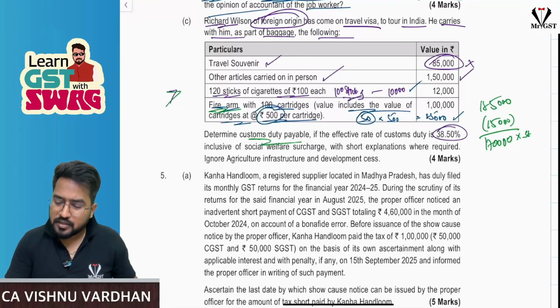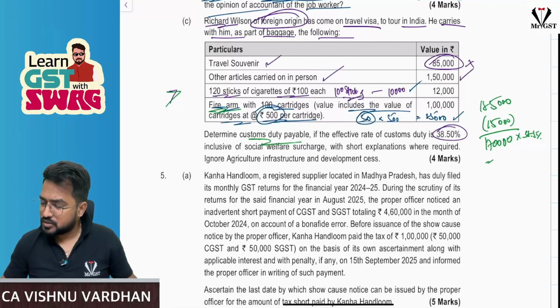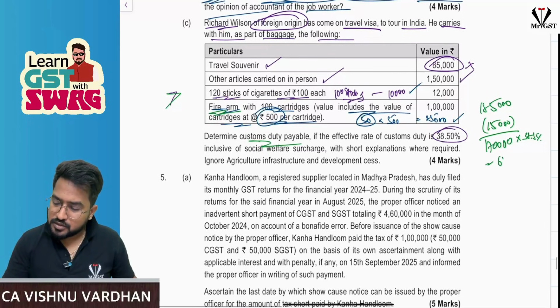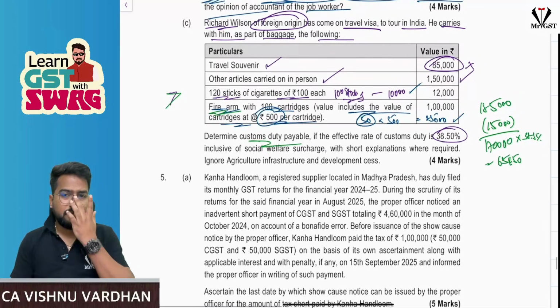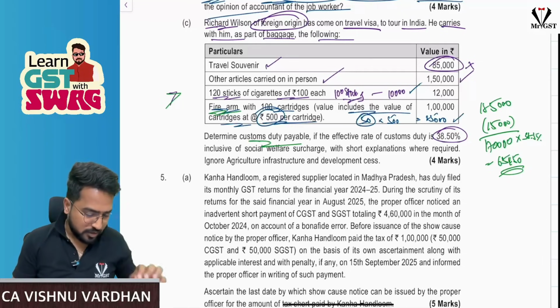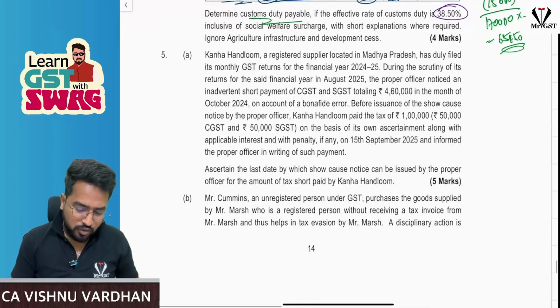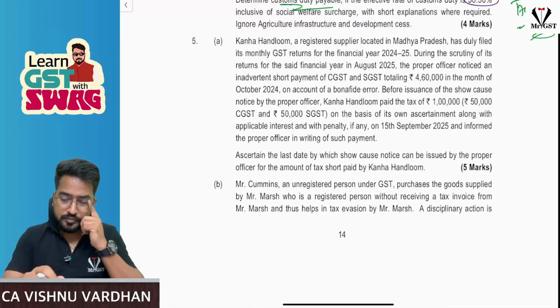On that, 38.5% you have to apply. So it is 38.5%, and 65,450 is the answer. That is what the tax payable is here. Right. Next, let us move on to the next question. Question number 5.